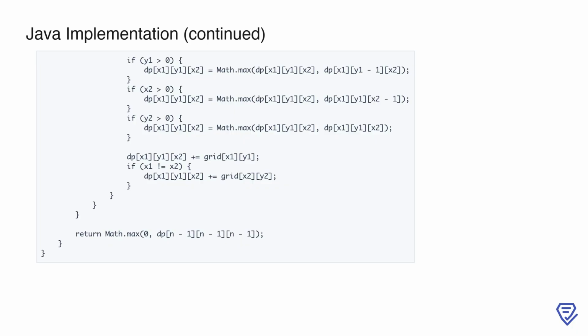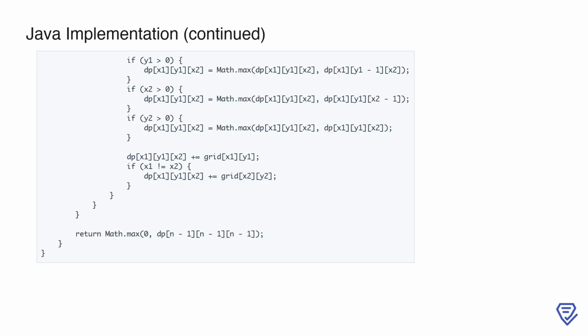After computing the maximum value at a given state, we add the cherries collected at the current positions of both players. Specifically, grid[x1][y1] is added to dp[x1][y1][x2]. If both players are not at the same position, we also add grid[x2][y2] to avoid double counting cherries. This step ensures that we are accurately accumulating the cherries collected while both players traverse the grid.